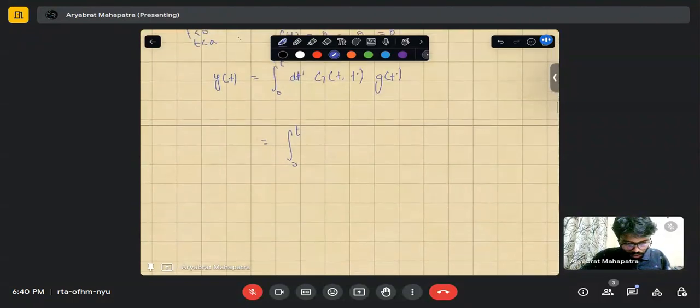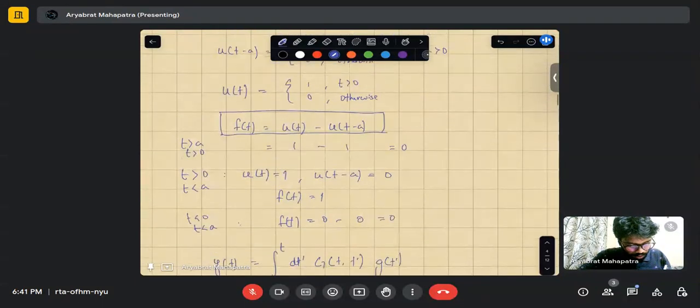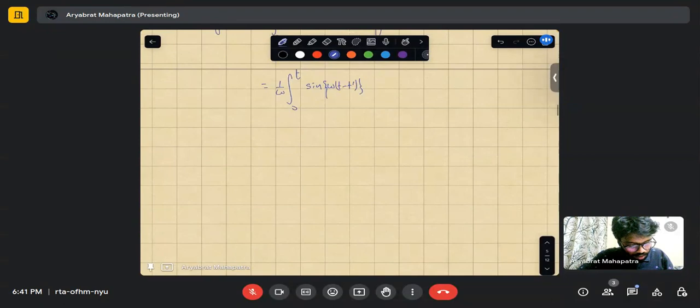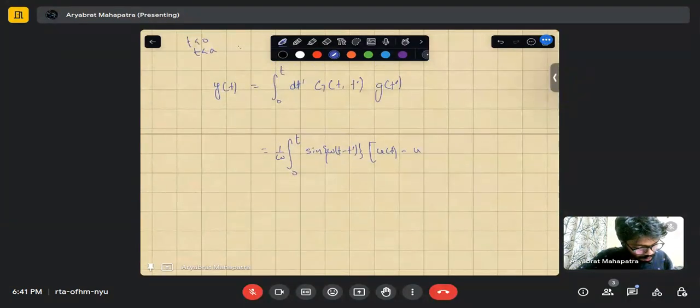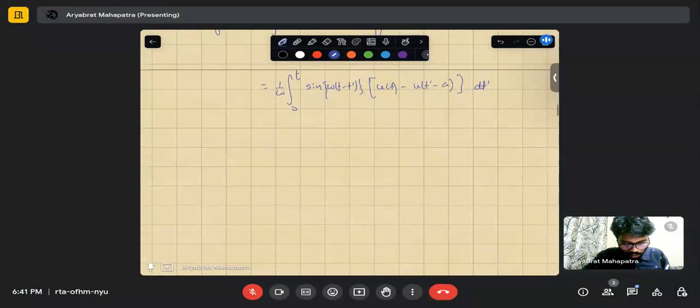So now you use your Green function right here. Your Green function is basically 1 over omega sine omega (t minus t prime), and your g of t prime is basically what I told you just now: u of t minus u of t minus a. So this will be u of t prime minus a, because here you are using g of t prime, and you integrate it with dt prime.